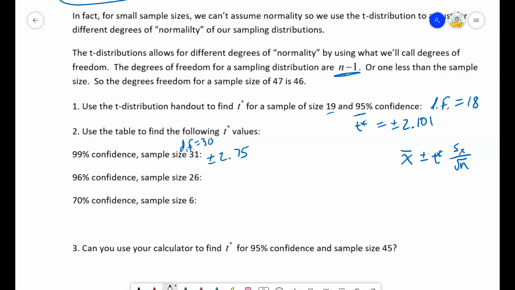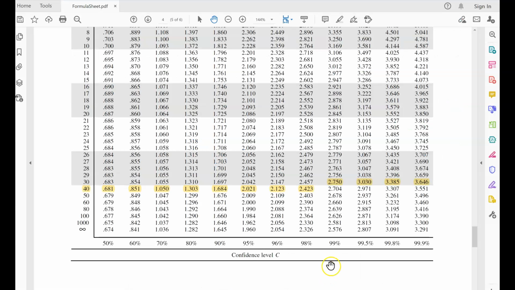Okay, 96% confidence, sample size 26. Okay, luckily 96% is on here. Sample size of 26 means 25 degrees of freedom. That's the most common mistake I'll find people make, right? They'll forget that, or they're given degrees of freedom and they don't realize that it's just straight away use the degrees of freedom. So if the sample size is 26, degrees of freedom is 25, plus or minus 2.167.